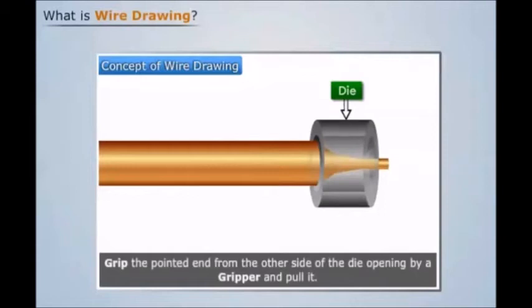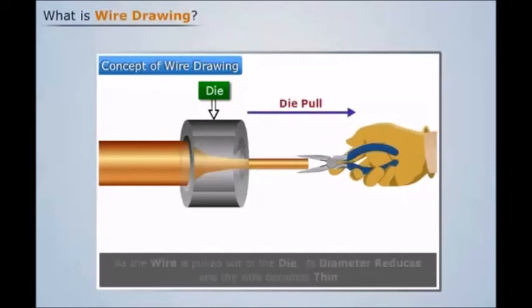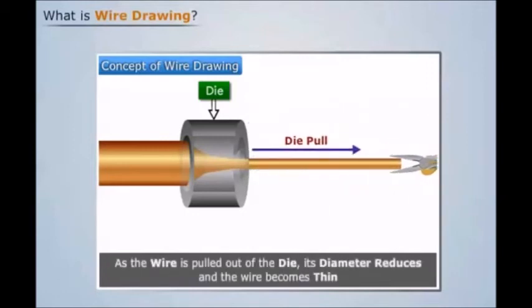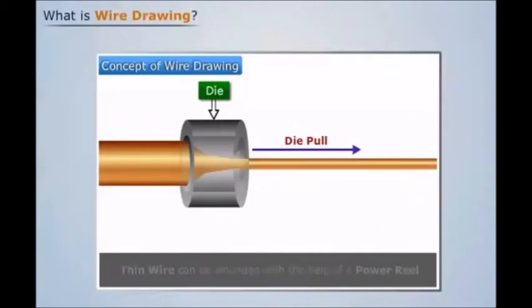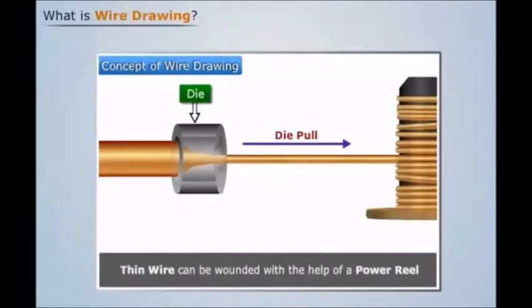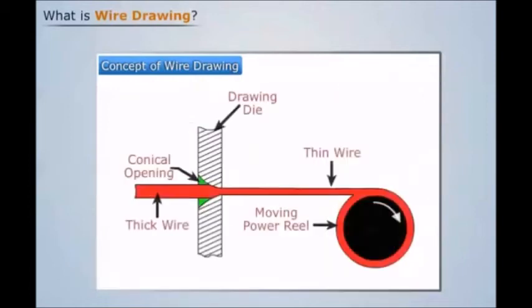Now let us grip the pointed end from the other side of the die opening with a gripper, and pull it. We see that as the wire is pulled out of the die, its diameter reduces and the wire becomes thin. This thin wire can be wound with the help of a power reel. The whole process of wire drawing can be drawn schematically, as shown.